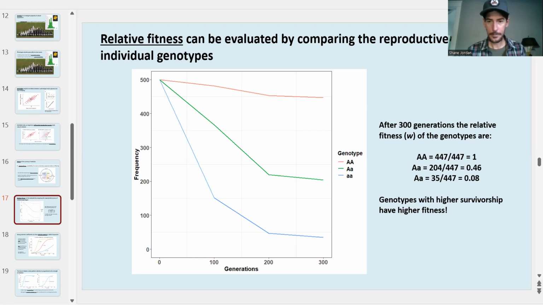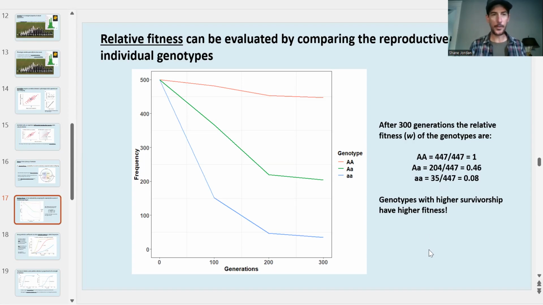Likewise, we can take the frequency of the genotype big A little a after 300 generations, which is 204, and divide that by the frequency of the big A big A genotype, which has the highest frequency, and that gives us a relative fitness of 0.46 for the big A little a genotype. And similarly, we can take the frequency of the little a little a genotype, which is 35, and divide that by the frequency of the big A big A genotype, which has the highest fitness. And that gives us a relative fitness of 0.08 for the little a little a genotype.